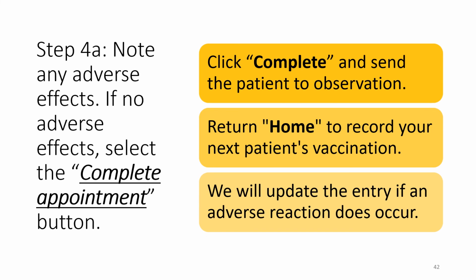Step 4. Know any adverse effects. Once the vaccine information is inputted, hit Next and then hit Complete. If an adverse reaction occurs, we can go back and modify the patient's record. To record the next vaccination, go back to the home page.